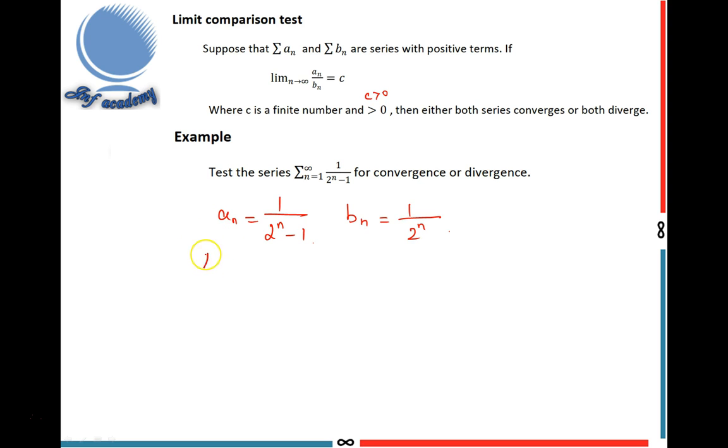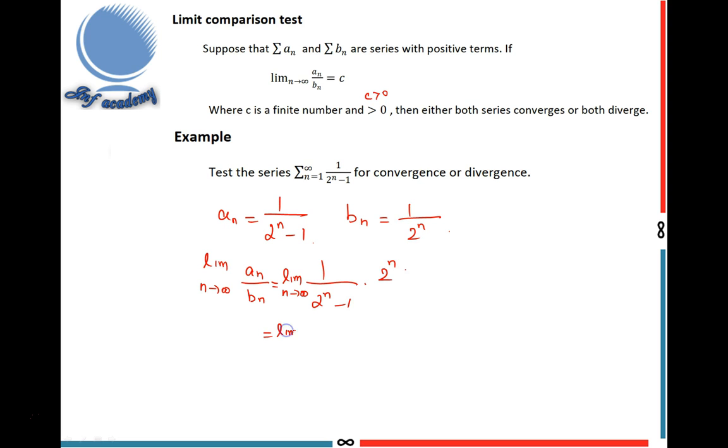First I obtain the limit n tends to infinity of an by bn. What is an? 1 by 2 power n minus 1. Here I write limit n tends to infinity of 1 by 2 power n minus 1, divided by bn. So I write 2 power n.